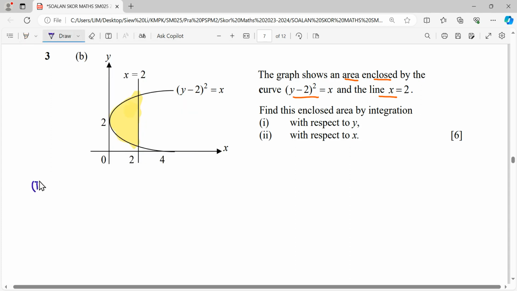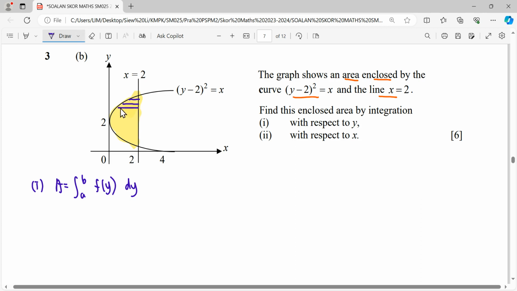For the first question, when you want to find this area by integration with respect to y, we integrate from the lower limit up to the upper limit. With respect to y means dy, so the function also needs to be in terms of y. When you're finding this in dy, we are going to see this region horizontally.